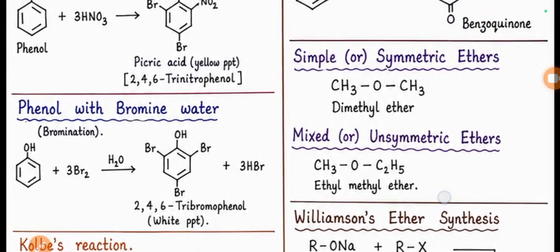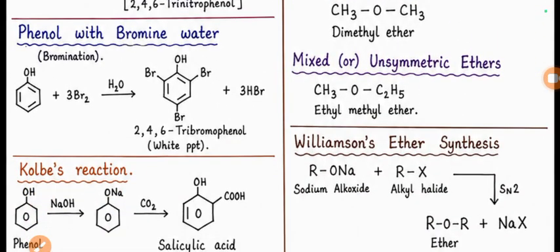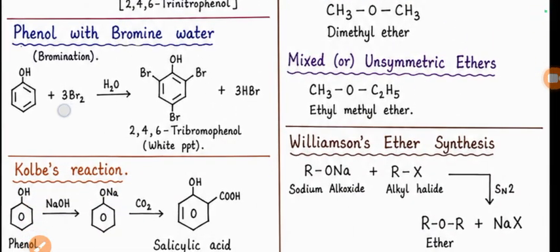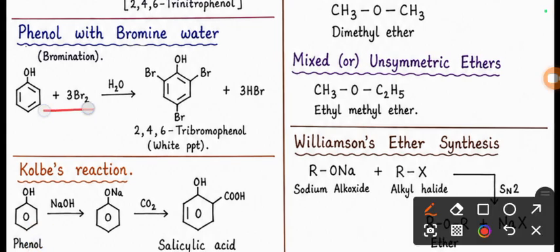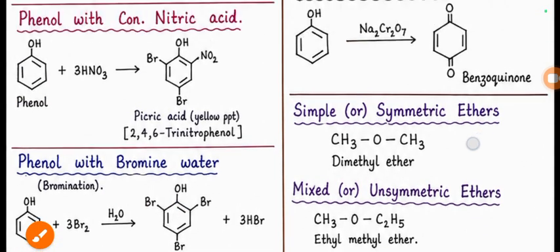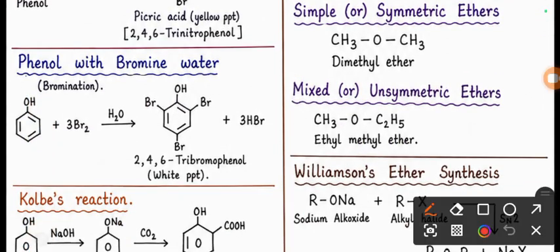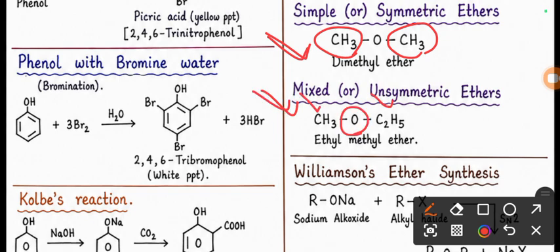Similarly, we have one more important reaction here: phenol with bromine water. When phenol reacts with bromine water, it gives a white precipitate of 2,4,6-tribromophenol with the release of 3HBr. Then in case of ether, remember there are 2 types of ether. Symmetric or simple ether, where across the ether bond you can find similar alkyl groups. Mixed or unsymmetric ether, where across the ether bond you can find dissimilar alkyl groups.